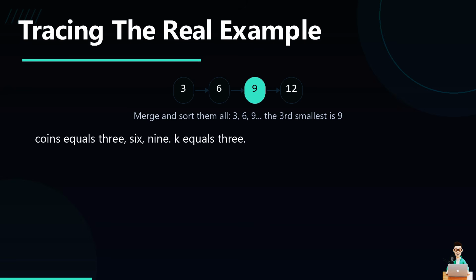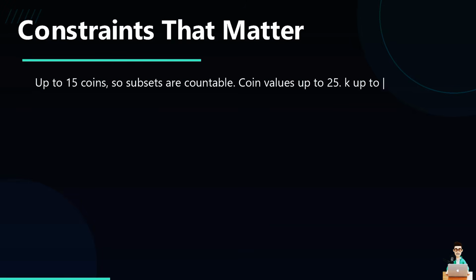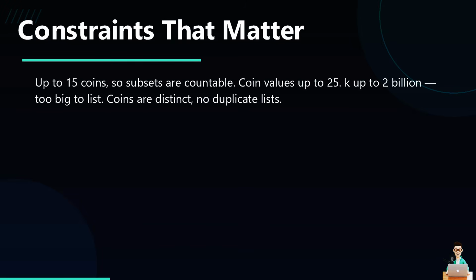Up to 15 coins means we can afford to look at every subset of them, since 2 to the power 15 is only about 32,000. K can be up to 2 billion, so actually generating and sorting amounts one by one is out of the question. And the coins are distinct, so we never waste work on two identical multiple lists.